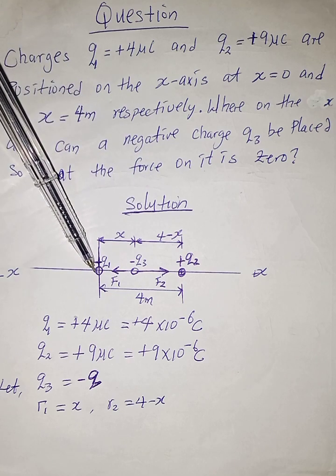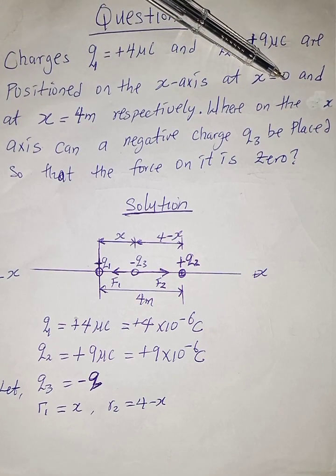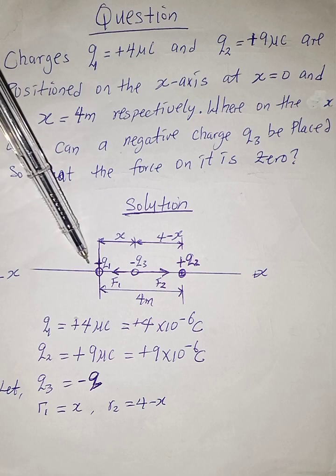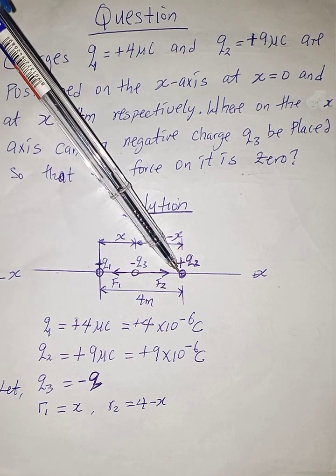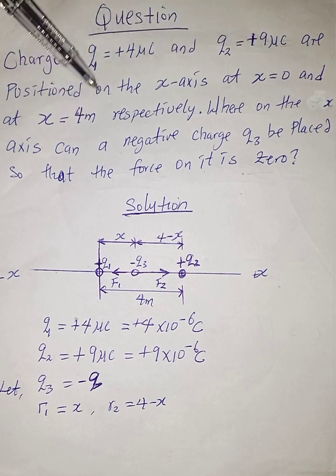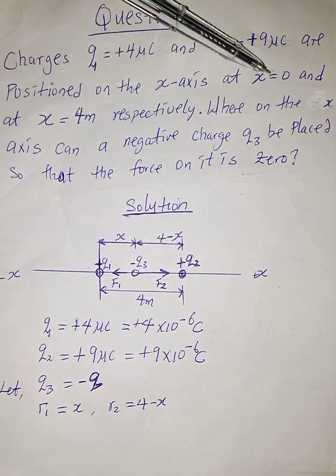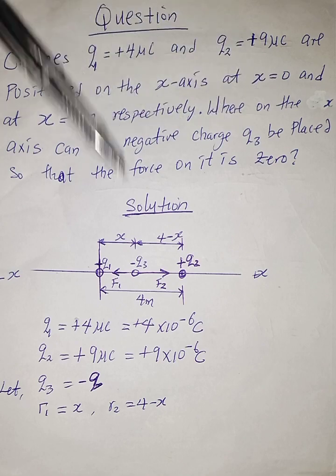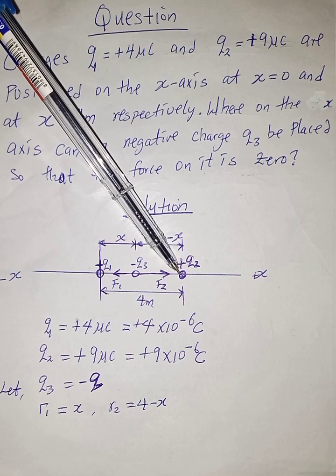Then I placed my Q1 there because Q1 is located at x equal to 0. So I place my Q1 at the origin. Then Q2 is located at x equal to 4. Then I measure 4 meters to the right since the distance is positive. So you should go to the positive x. So I measure 4 meters to the right and placed my Q2 there.